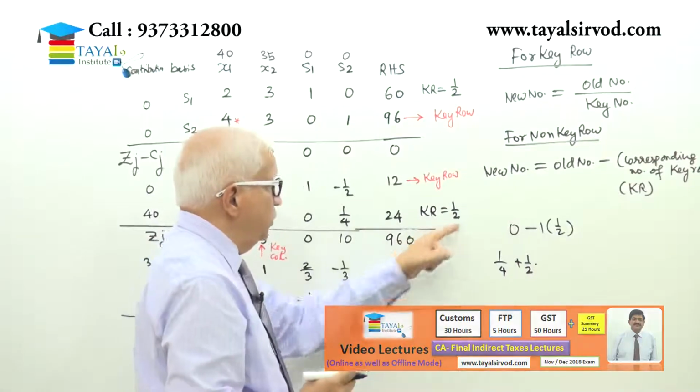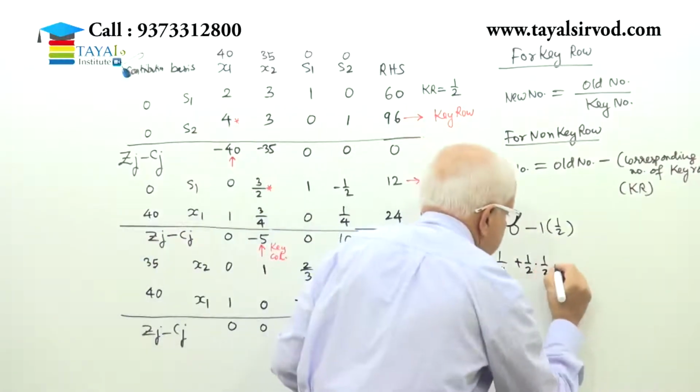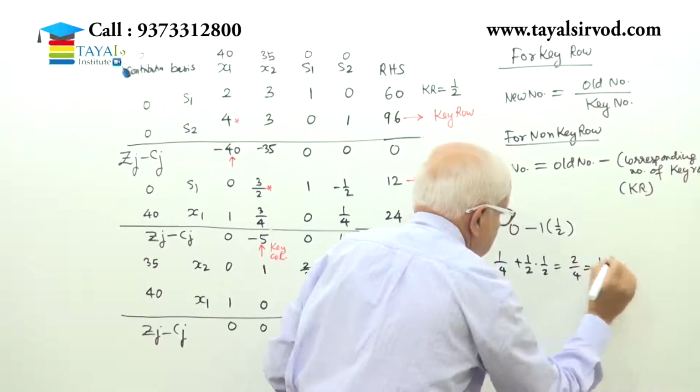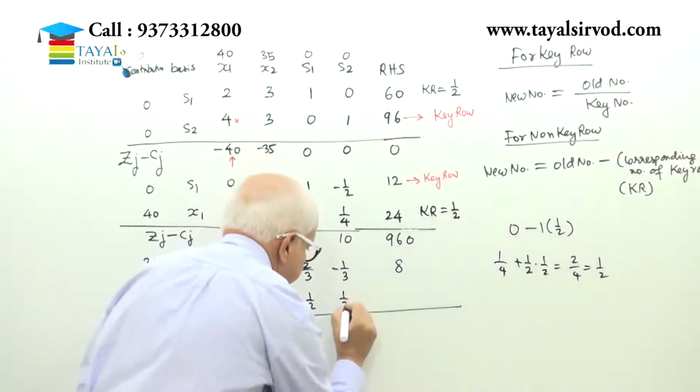And what is the value of key ratio? 1 by 2. So this is nothing but 1 by 4 plus 1 by 4 or 2 by 4, that is equal to 1 by 2.